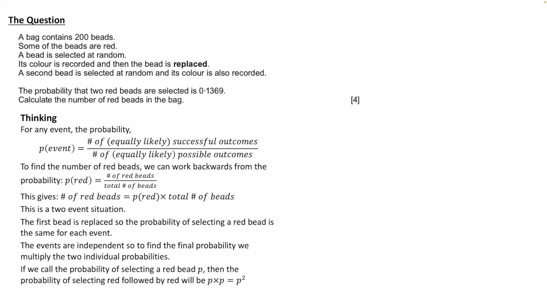And if we call the probability of selecting a red bead P, then the probability of selecting red followed by red will be P times P, or P squared. Now that's what we've been given, so we can say that P squared is equal to 0.1369. That means that P must be the square root of 0.1369, and if we do that on the calculator we get 0.37.